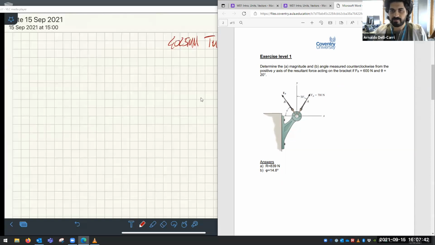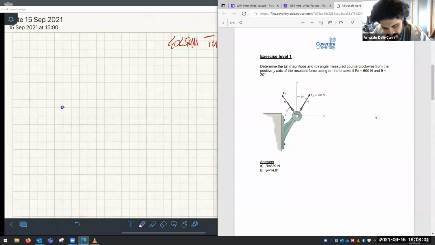So let's add these two vectors up, because that's what we want to find. We want to find the resultant force. That means we have to add the two vectors up. Let's go about that. Very simple. Let me draw it first.